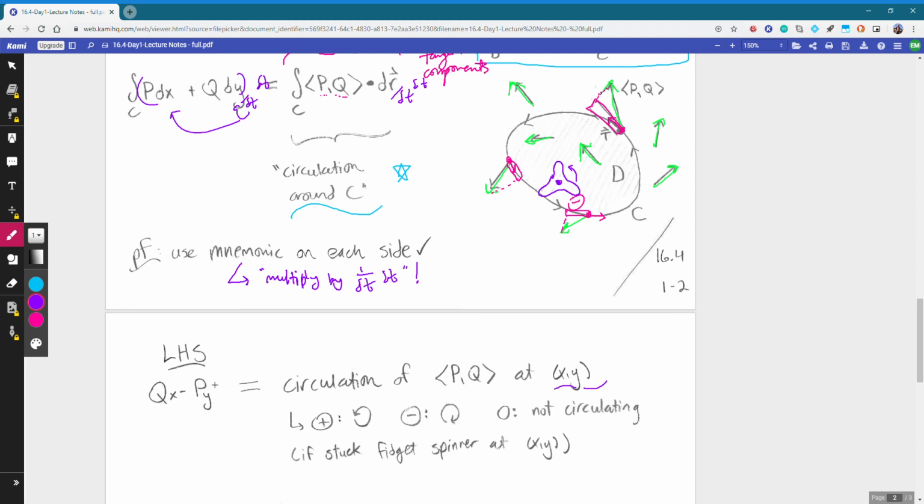And so our Qx minus Py has this nice physical interpretation of circulation of our vector field at a point.